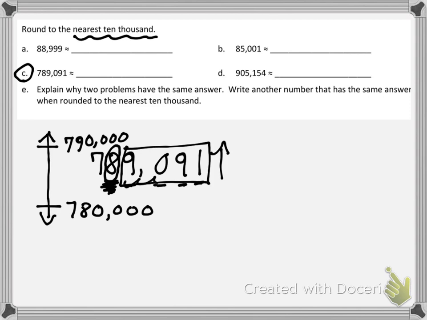So now we need to locate this 9,091, this stuff right here. Because of this, where does it bring us closer to? Does it bring us closer to 790,000 or 780,000? Look at that 9, magic number 5. This is tough. This stuff is telling us that we are closer to 790,000.